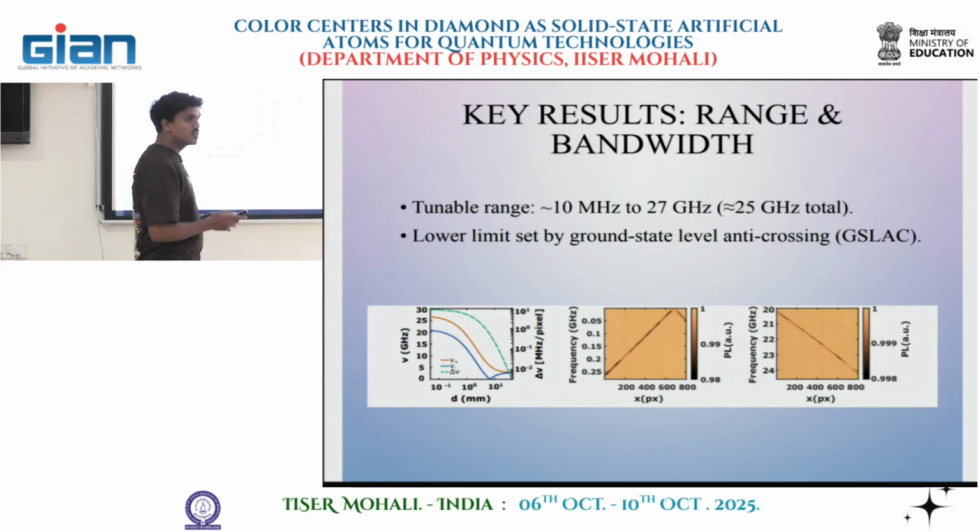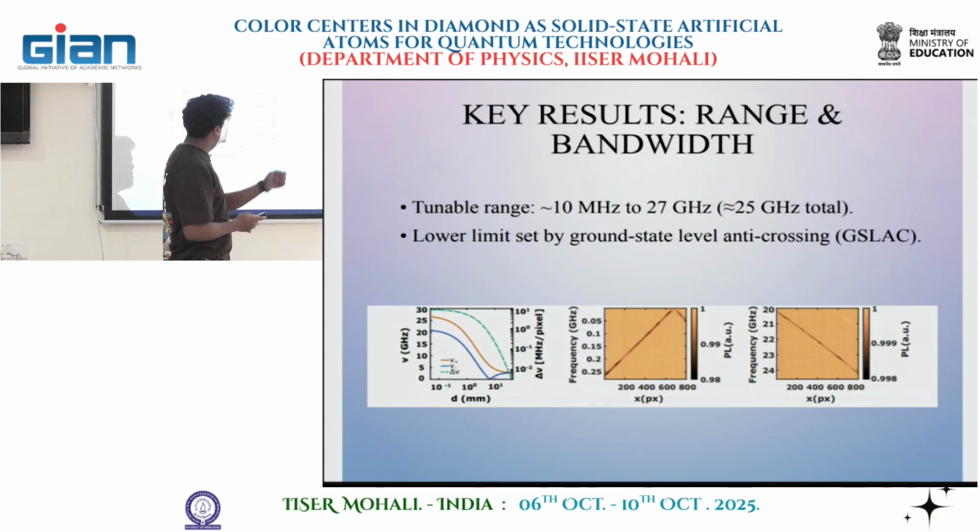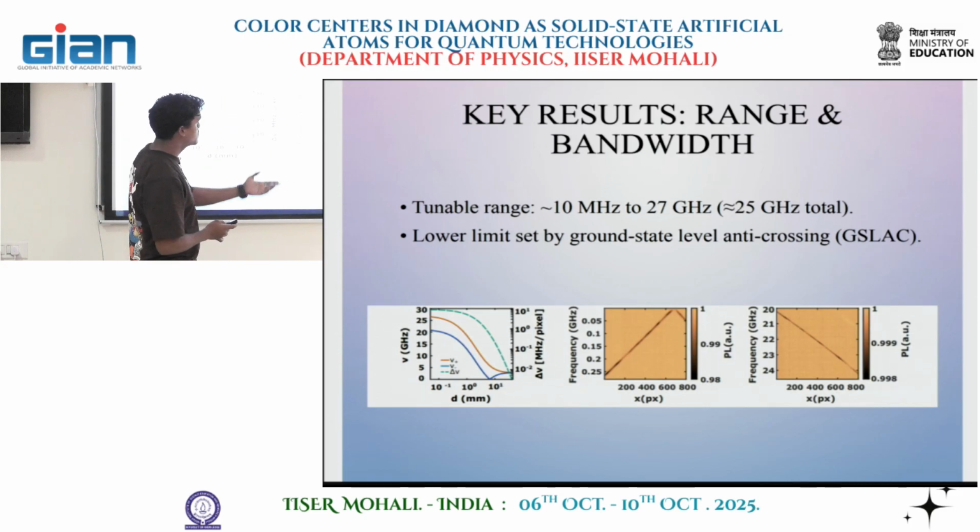Actually, when we get the image from the camera, every pixel is assigned to a particular frequency, mapping a particular frequency onto each pixel, and the last one is the frequency versus pixel, the same in reverse.